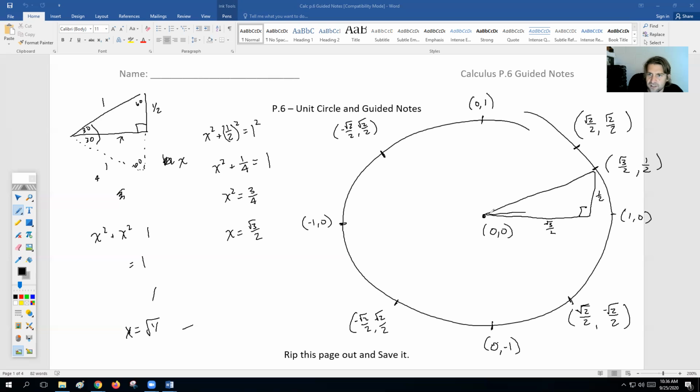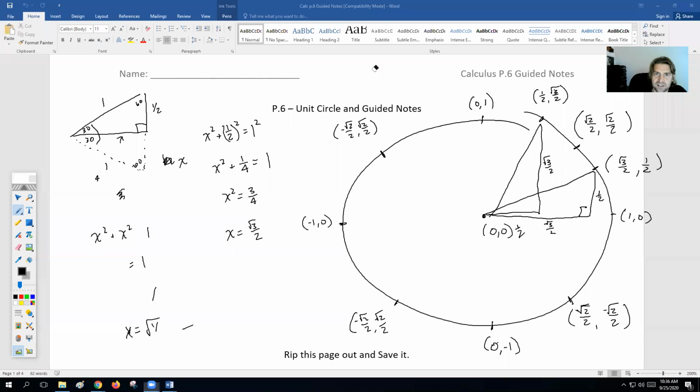Now the 60-degree angle is the same thing, except now this leg up is radical 3 over 2, and this is 1/2. So we'd go over 1/2 and up radical 3 over 2. Okay, so I want you guys to go ahead and fill out the rest of the unit circle because you will be able to use this on a test.